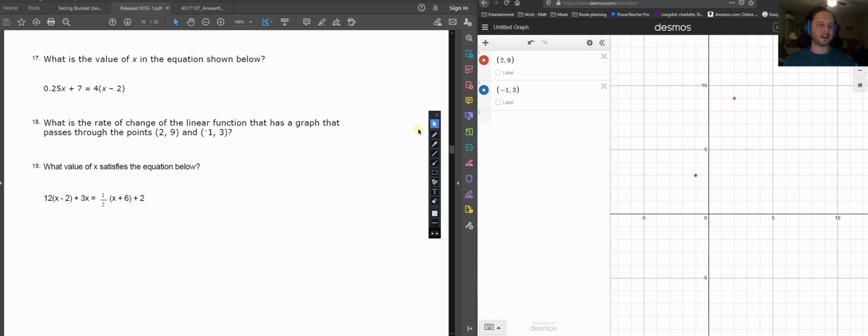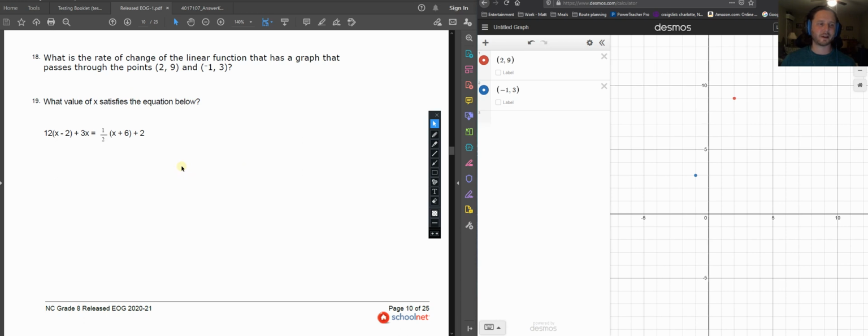For number 19, it is asking which value of x satisfies the equation below, and it is another equation with variables on both sides. So we are going to have to deal with that again, and it looks like we have to do distributive property on both sides, and we are dealing with fractions. So quite the problem. We'll start with our distributive property, since that needs to be what we do first so that we can get started. So on the left-hand side, we will have 12x minus 12 times 2 is 24, plus 3x, and that's going to be my left side.